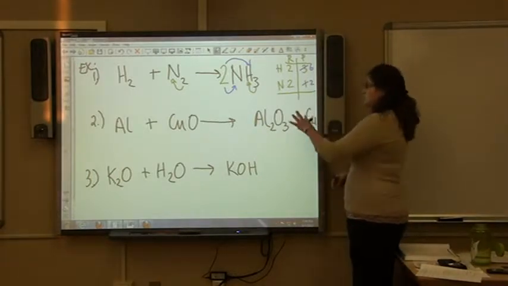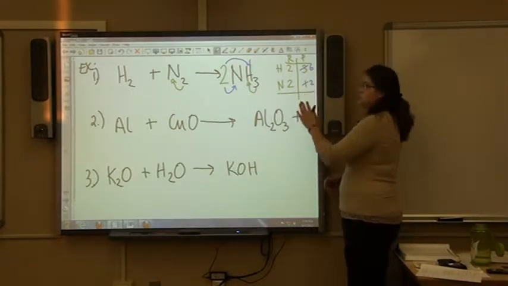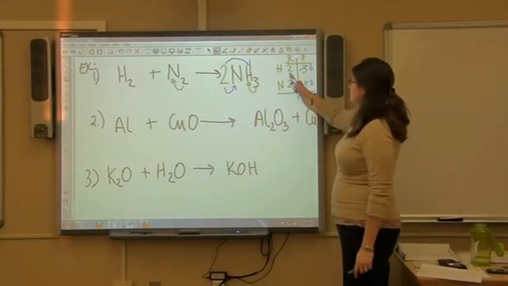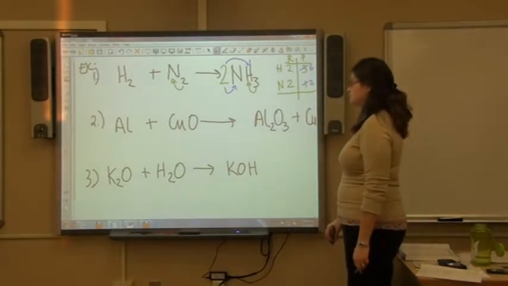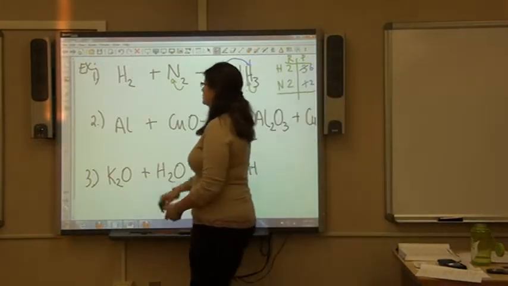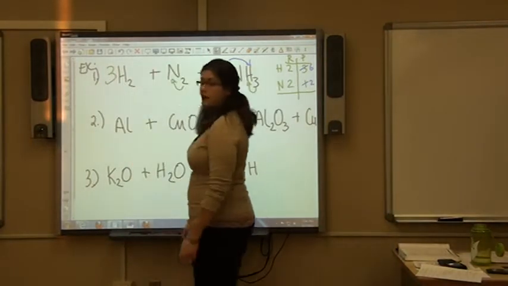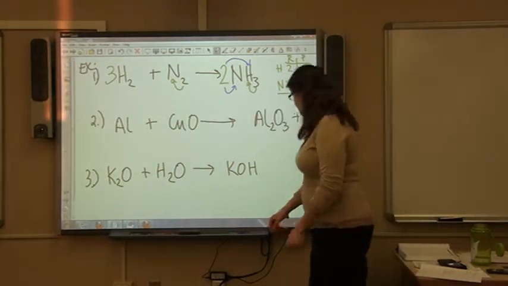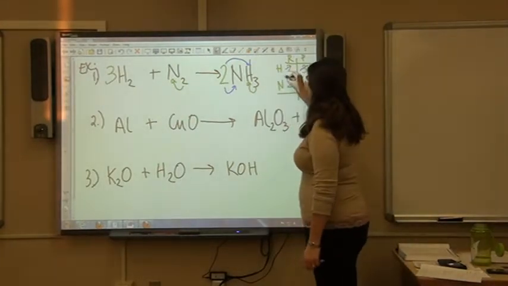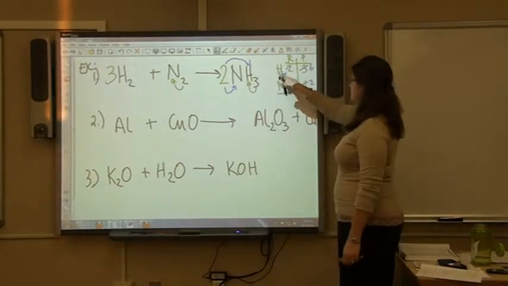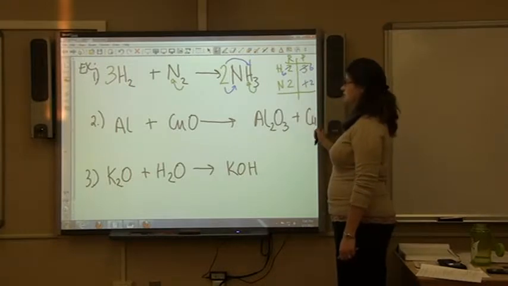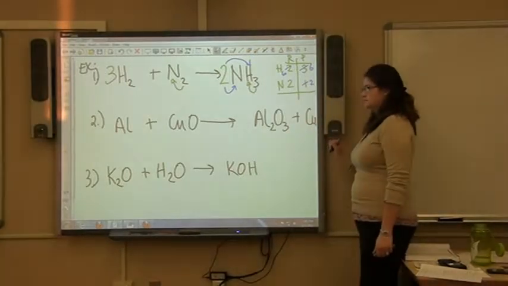Now, we have equal numbers for our nitrogen, but the hydrogens are not balanced. So how can we make this number the same as this number? We have to multiply H2 by 3. 3 times 2 is 6. So here we have 6 H's on the left and on the right, 2 N's on the left and on the right. This equation is balanced.